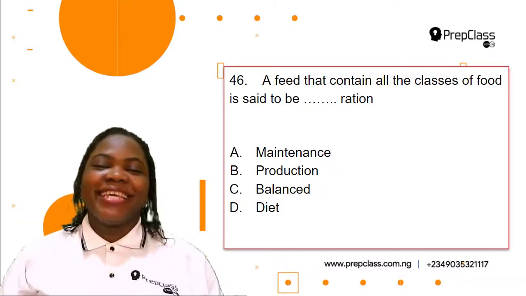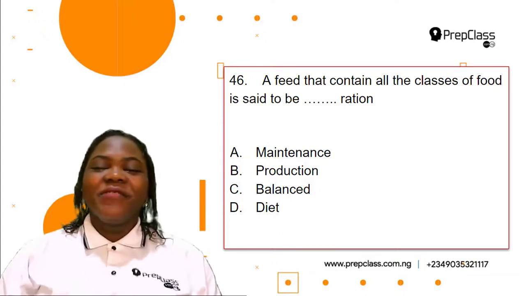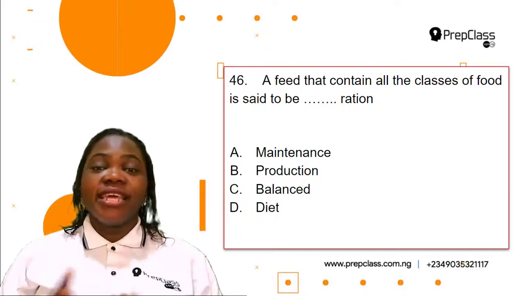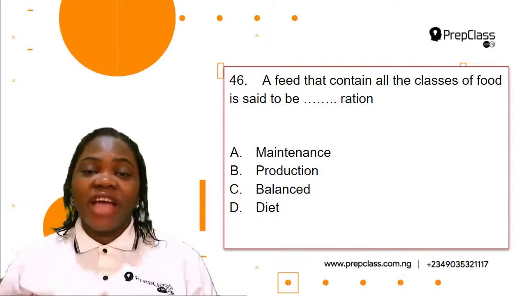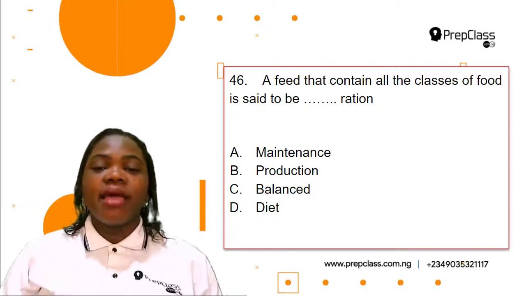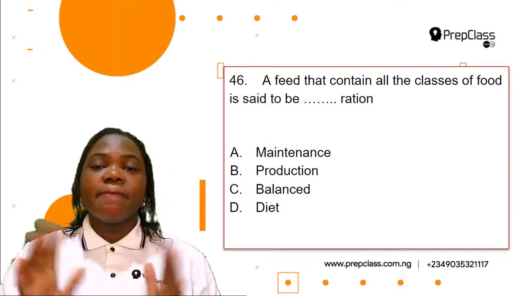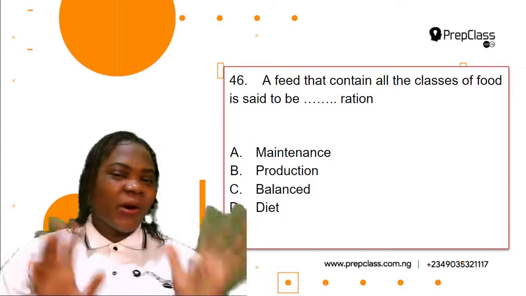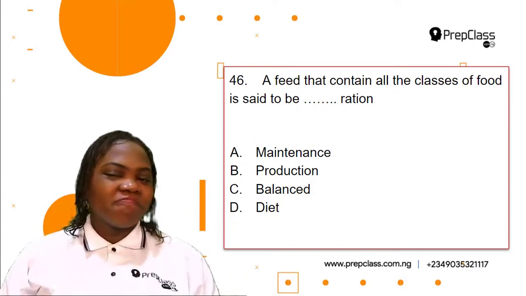Are you ready? Okay, let's begin. 46. A feed that contains all the classes of food is said to be dash ration. A. Maintenance. B. Production. C. Balance. D. Diet. Do you have an idea of the answer to this question?